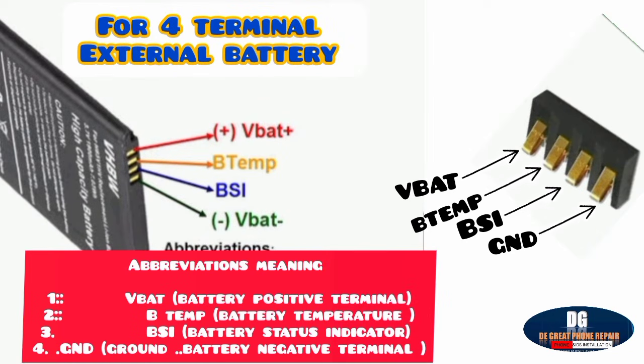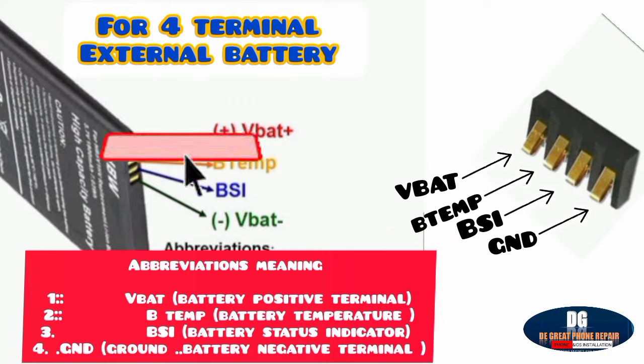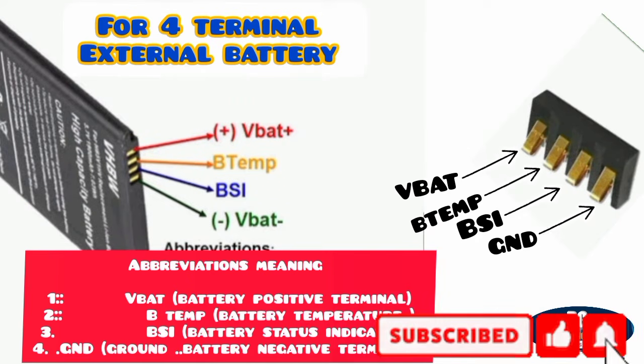The difference between the 4-terminal external battery and the 3-terminal is the B-term. The B-term is an abbreviation for battery temperature. On the battery, you have a component called a thermistor that senses temperature. That is a sensor that senses temperature.